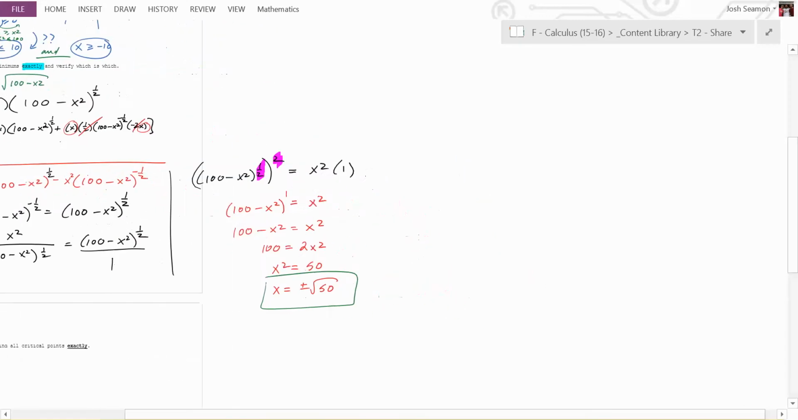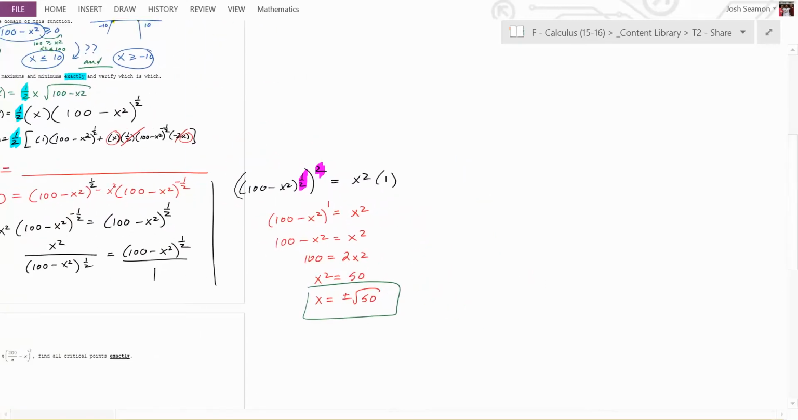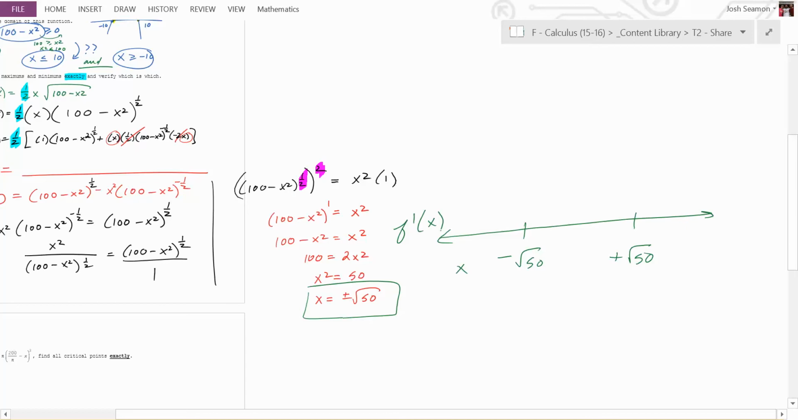If we want to know maximum and minimums, what do we need to make right now? Sign chart. So what do we have here? We have negative root 50 and what? Positive root 50. So that's the x value. You need f prime now. How many values you need to test? You need something for that one, that region. You need something for this region. Do you remember sign charts, everybody? Yeah. There's 3 regions. So what value you want to check in the middle?